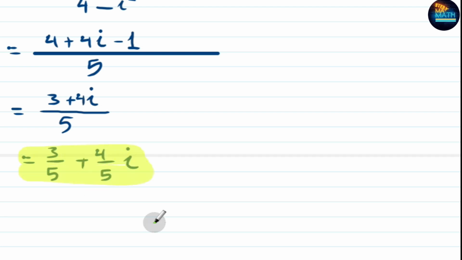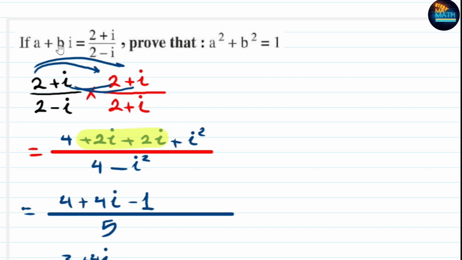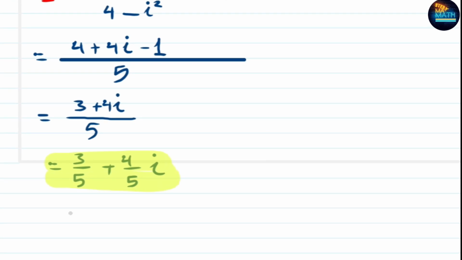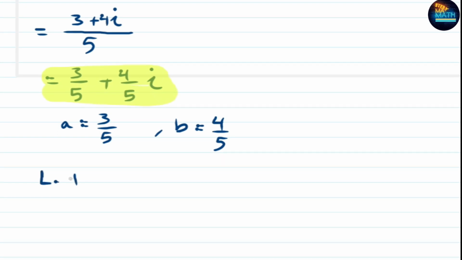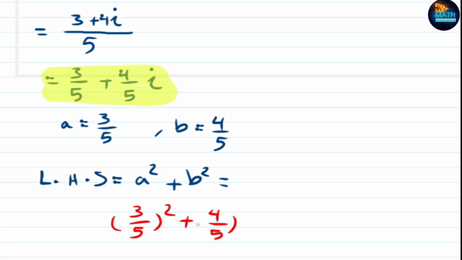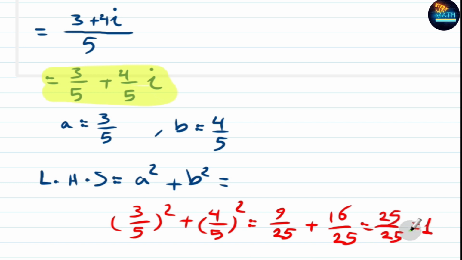Now, what are a and b? a is the real part, and b is the imaginary part. So a is equal to 3 over 5, and b is equal to 4 over 5. All right. So the left-hand side in the question is a squared plus b squared. So 3 over 5 to the power of 2 plus 4 over 5 to the power of 2. It's equal to 9 over 25 plus 16 over 25, which is equal to 25 over 25, which is equal to 1. And that is equal to the right-hand side.